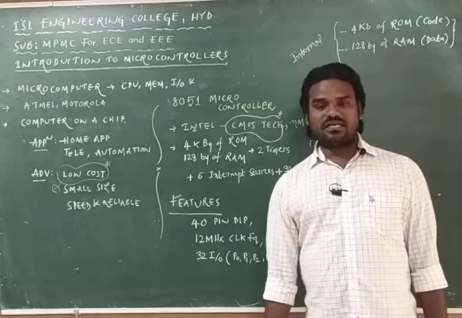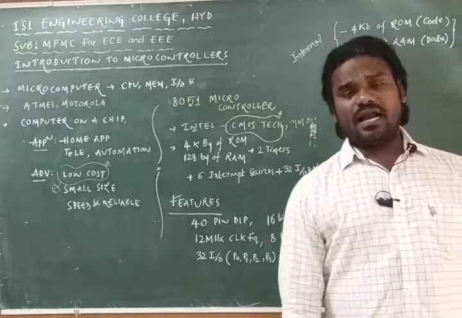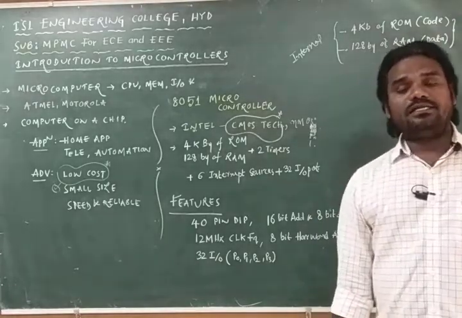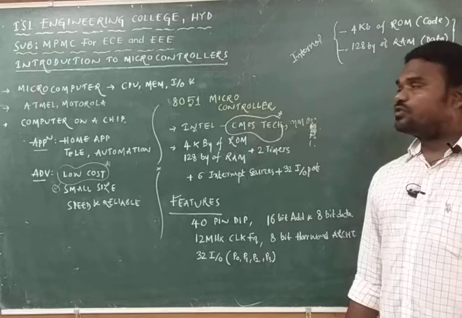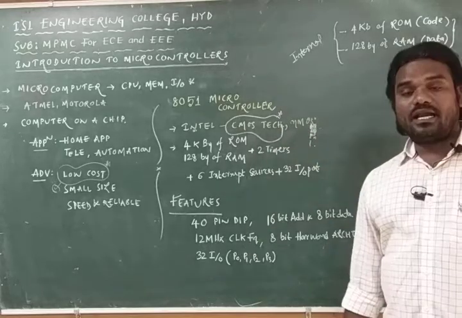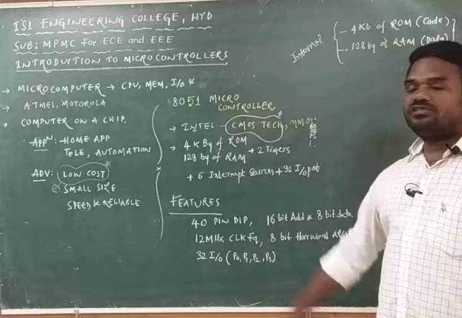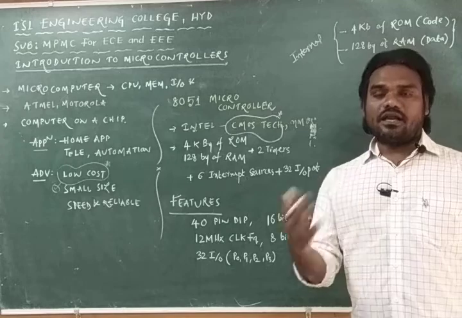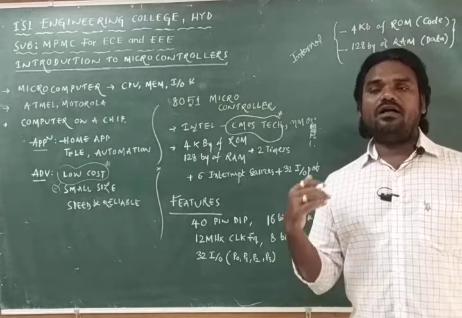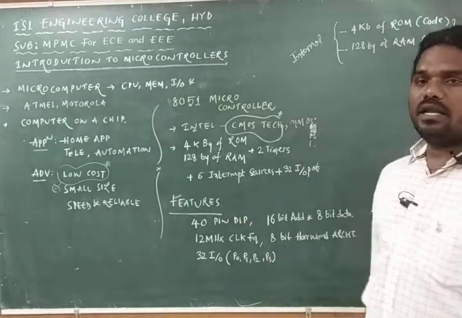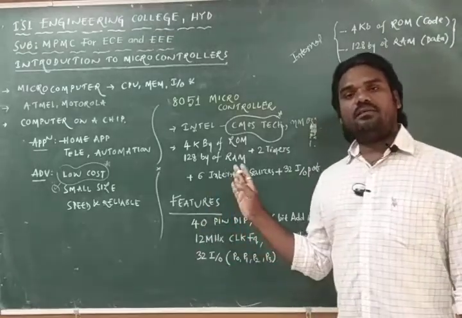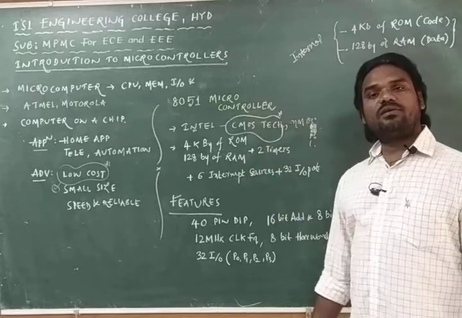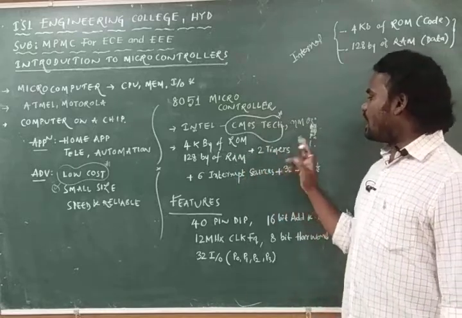RAM is random access memory, which can be read and written, so here we can have both read and write operations. This memory is also called data memory. That means data can either be read from that memory, or we can write data into it. This random access memory is also named data memory. And again it will have two timers.